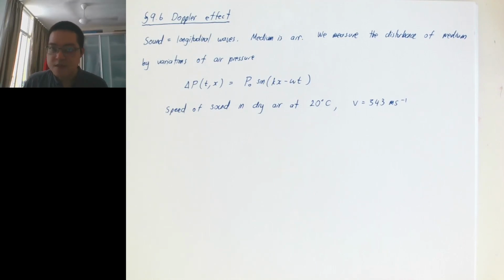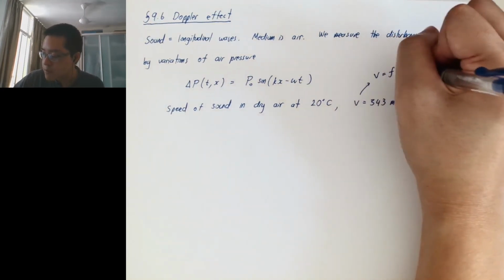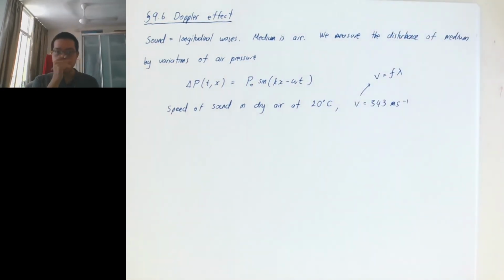Okay, so what is the Doppler effect about? The Doppler effect happens when a source emits sound, right? There's going to be a sound that is generated at some frequency and at some wavelength. Because of this, the wavelength and frequency will be related as usual by v = f lambda.